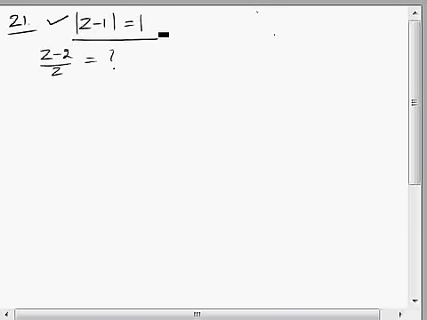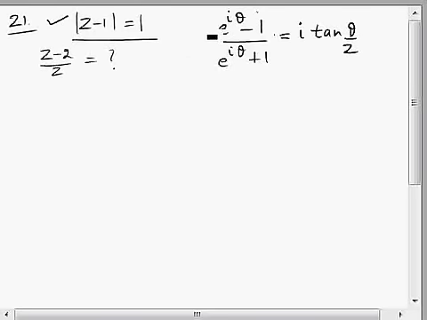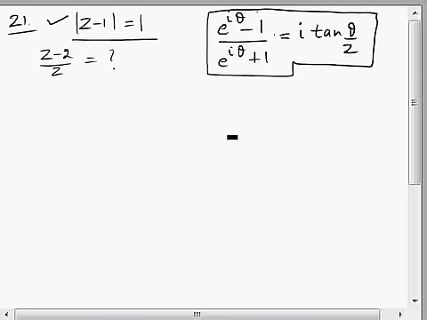Before I start solving this question, just look at this expression, e to the power iota theta minus 1 over e to the power iota theta plus 1. If I simplify this expression, it becomes equal to iota tan theta by 2, so iota times tan of half of this angle. It's a formula that we use at many places, so I'll suggest that you remember this as a formula.